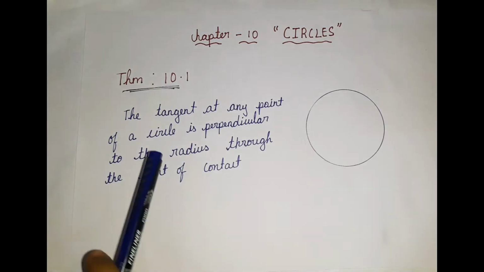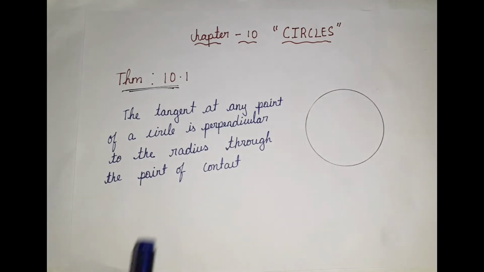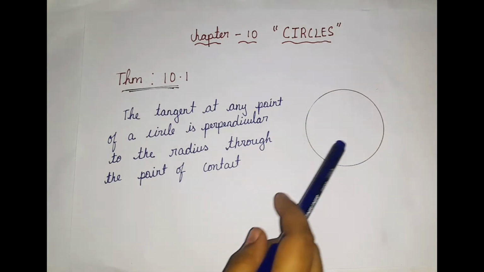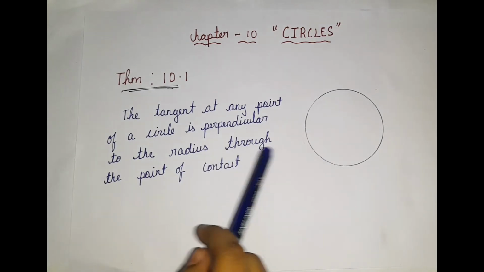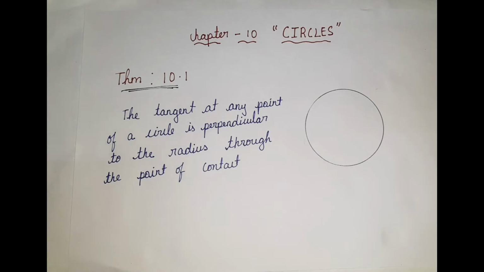This chapter is all about circles, and so the theorem is also based on circles. So there is a circle. In this circle, what is the tangent? One second, let me just draw a line. That is going to be the tangent. Not only for this circle, for all circles, that is going to be the tangent.